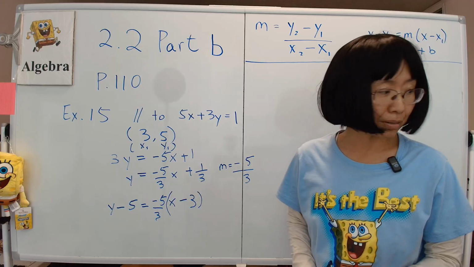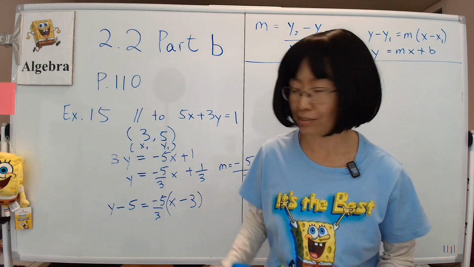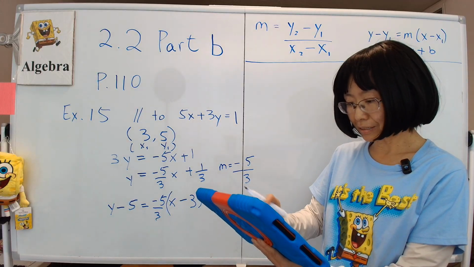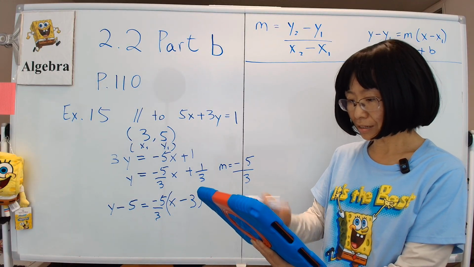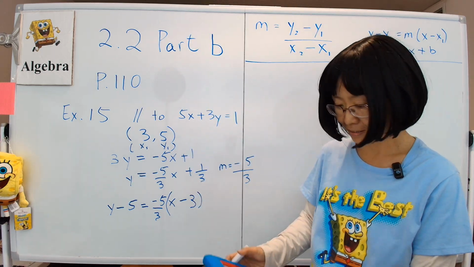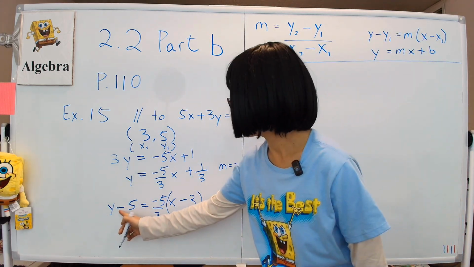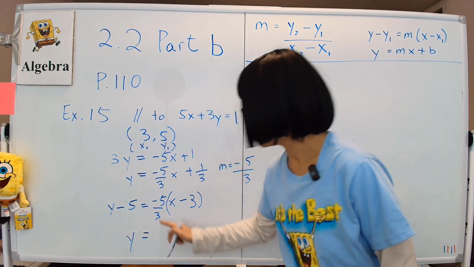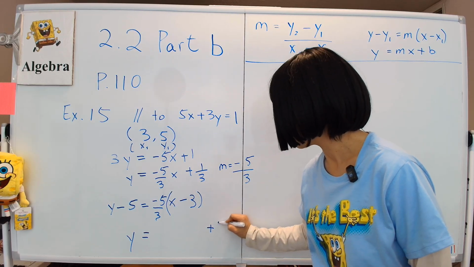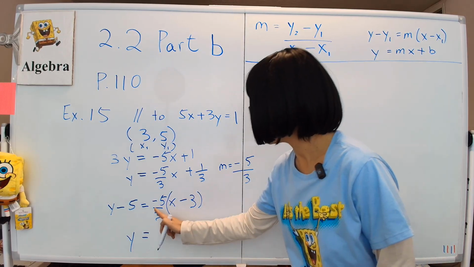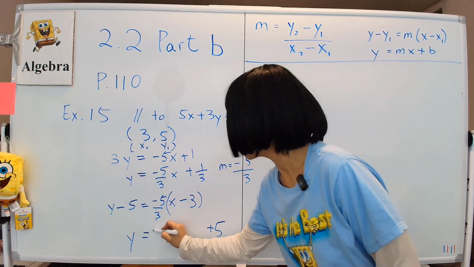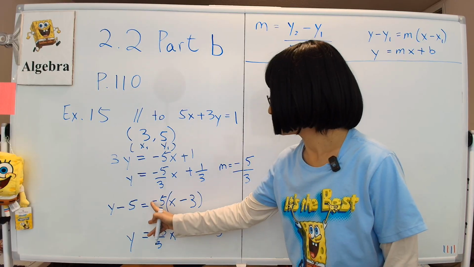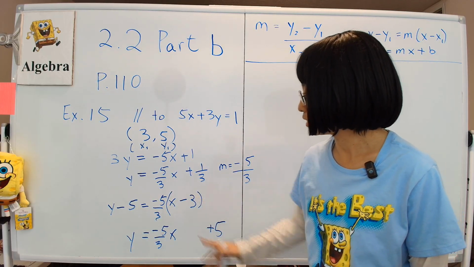However, our book probably wants us to get rid of the fraction and add up some numbers. So let's see what we are looking for. Eventually we don't care about the fractions, just fix the numbers. So we'll push this minus 5 to the other side, and it becomes a plus. So our final answer is y equals, we'll push the plus 5 to this side, and then fix this stuff up. Multiply this out: minus 5 over 3 times x, and the second one, minus 5 over 3 times the negative 3, that becomes positive.